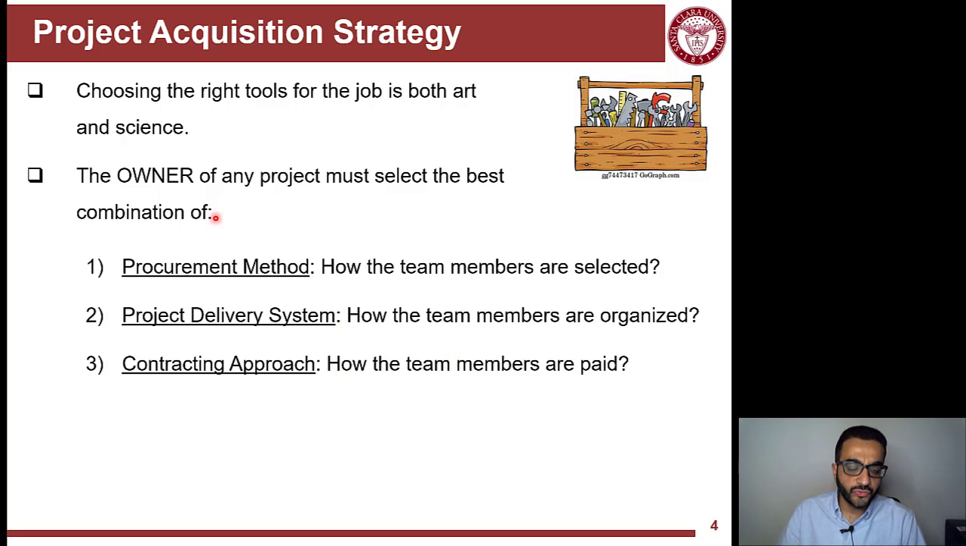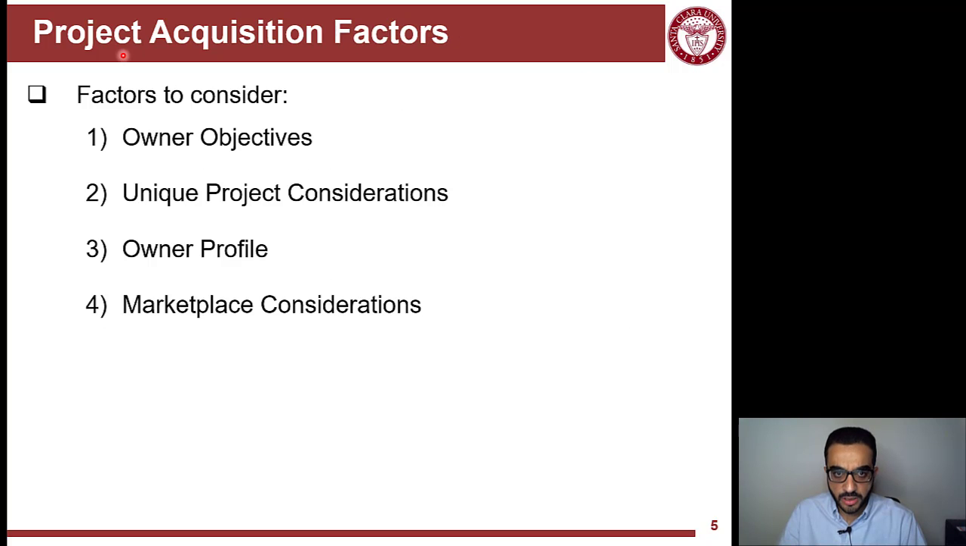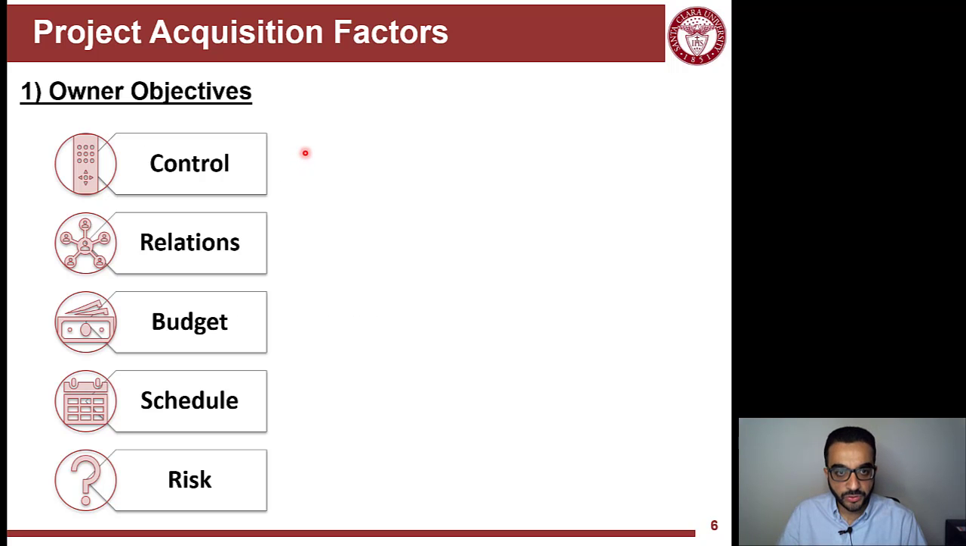Well, let's discuss first the factors that need to be considered by the owner when they make a decision for each one of these as part of that acquisition strategy. So we have four categories of factors. The first one is the owner objectives. What are the goals of a typical owner in a construction project?